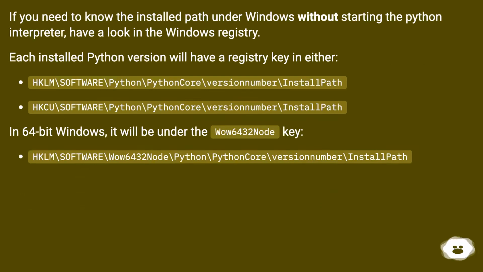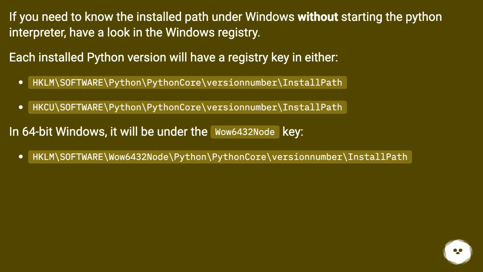If you need to know the installed path under Windows without starting the Python interpreter, have a look in the Windows registry. Each installed Python version will have a registry key in either HKLM\software\python\python core\version number\install path, or HKCU\software\python\python core\version number\install path.